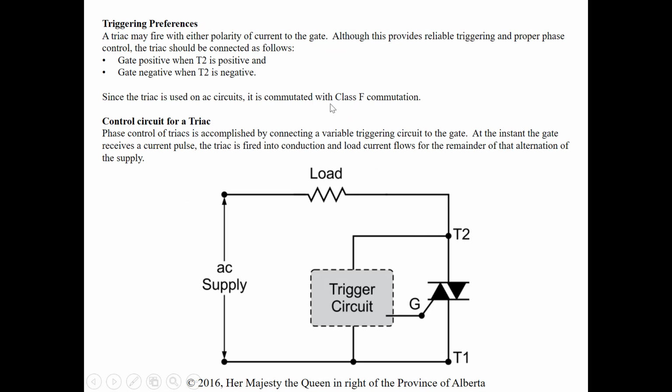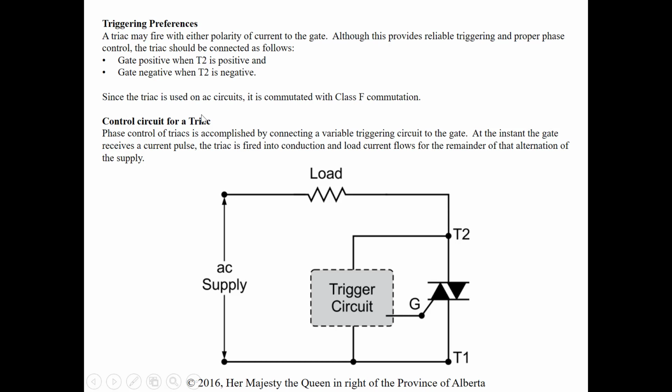Triggering preferences: a triac may fire with either polarity current on the gate. Although this provides reliable triggering and proper phase control, the triac should be connected as follows. So this is kind of a default that we'd use. Gate is positive when T2 is positive, and the gate is negative when T2 is negative. So we kind of want the gate polarity to follow T2's polarity. Okay, so if this is positive, this is positive. This is negative, this is negative. And again, just a rule of thumb that they stick to so that the circuits are the same all the time.